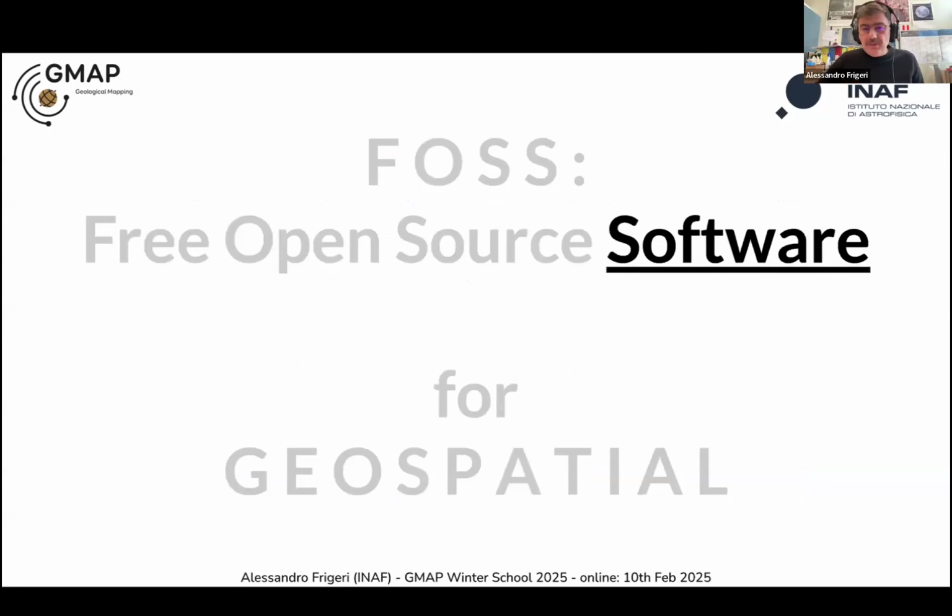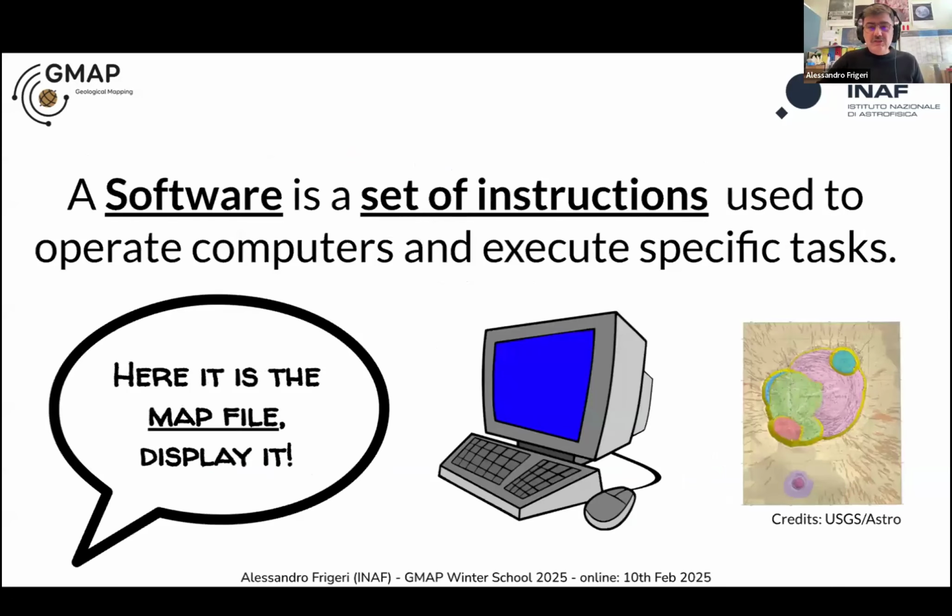So let's start from the simple part. What is the software? A software is a set of instructions which is used to operate computers and execute specific tasks. So this is an example. We need a computer at this school to display maps. As we saw before with Riccardo, the computer program is something that is used to display a map. So, for example, here is the map file displayed. The computer understands this kind of, let's say, order and displays a map.